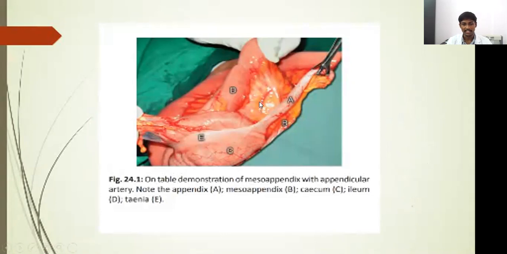Note, this is the appendix and mesoappendix. This is the mesoappendix with the cecum and then the ileum, and this white colored layer is called the tinea.